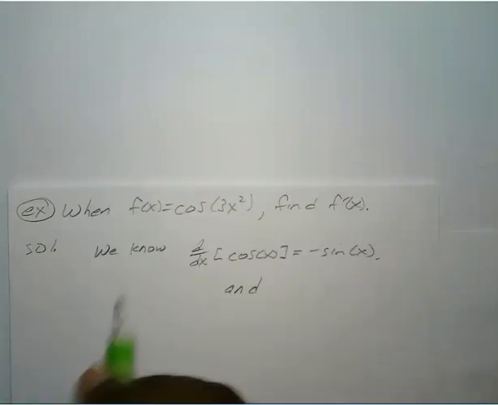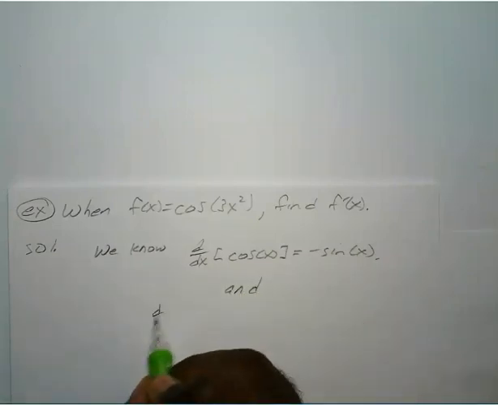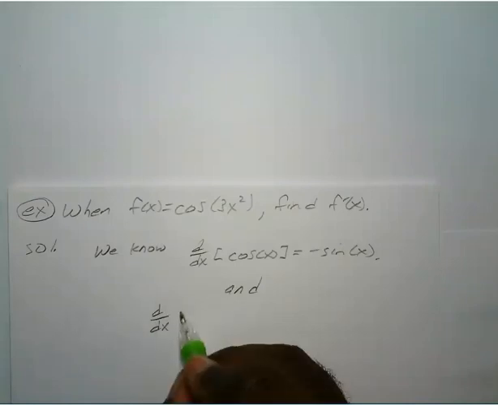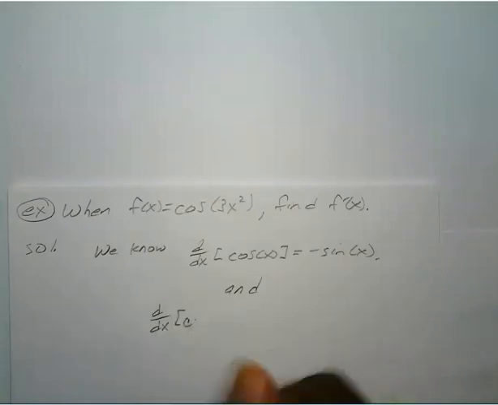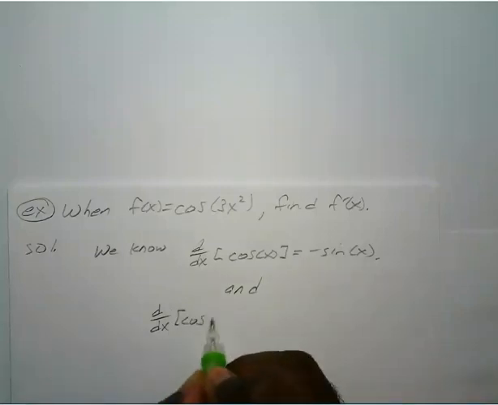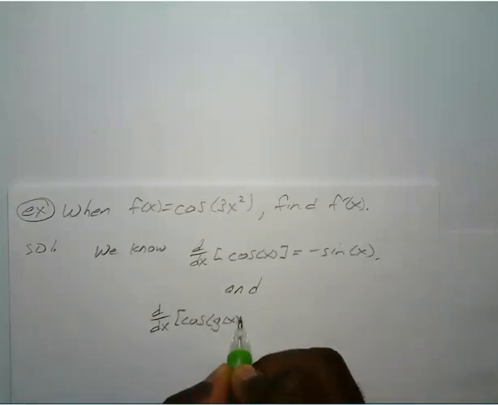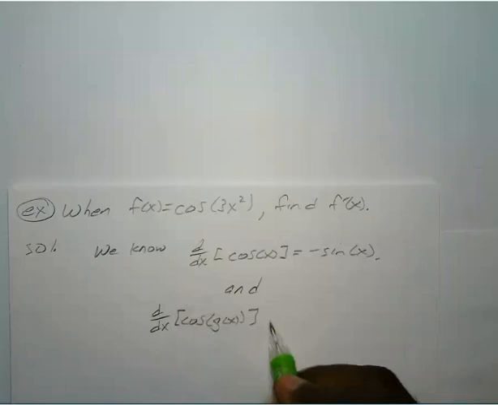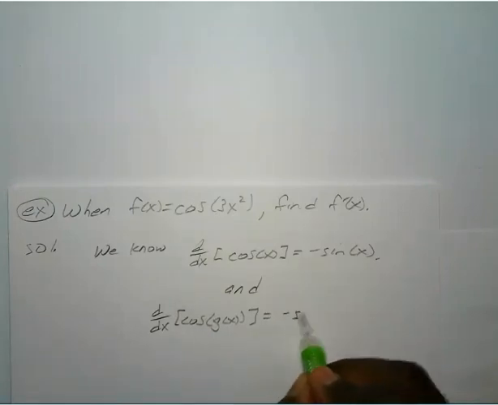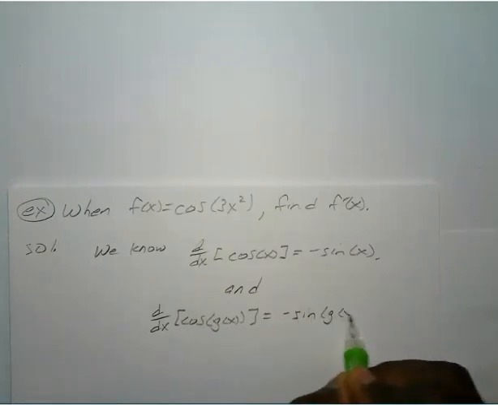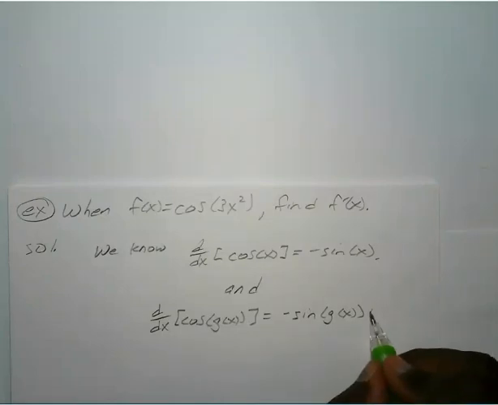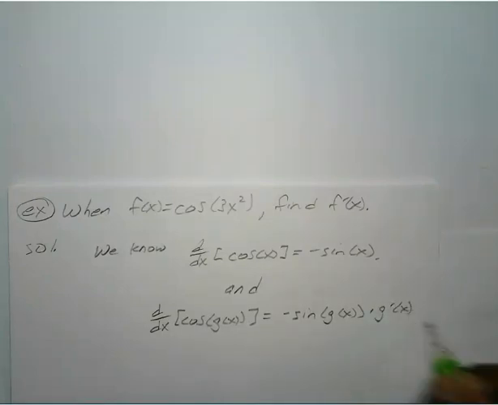We also know that the derivative of cosine of a function of x is equal to negative sine of that function of x times the derivative of that function of x.